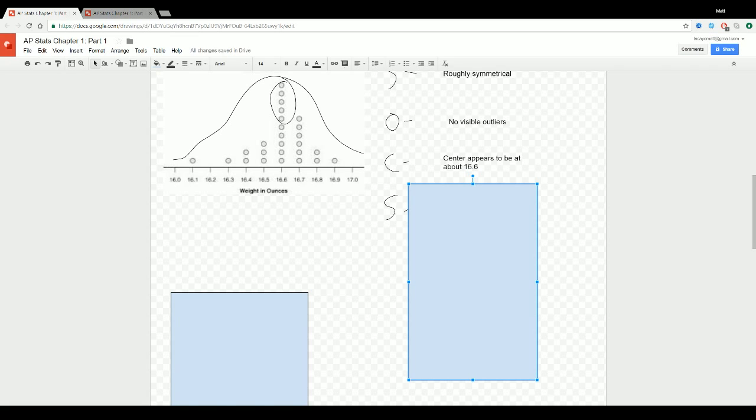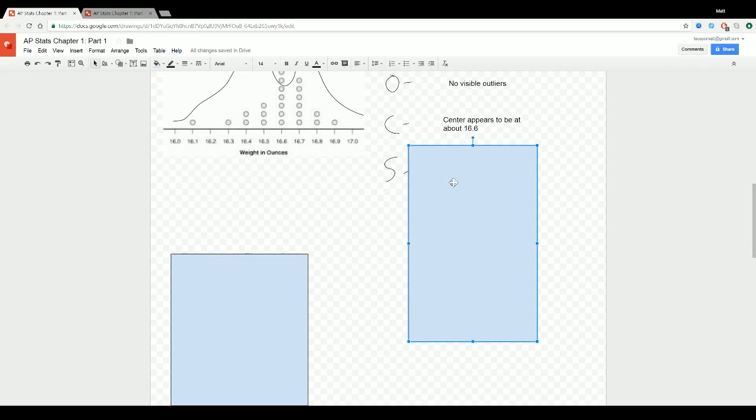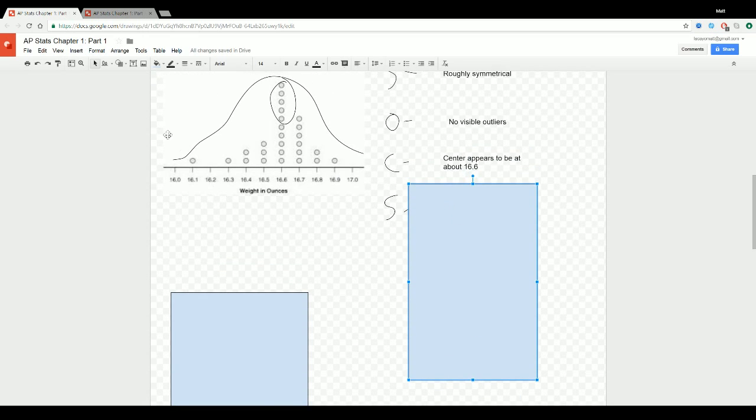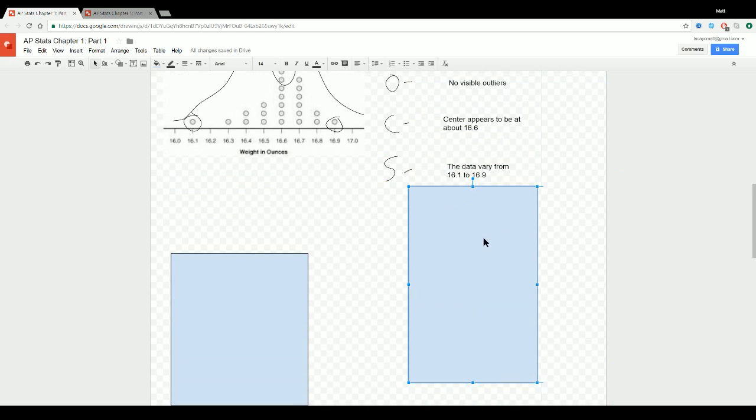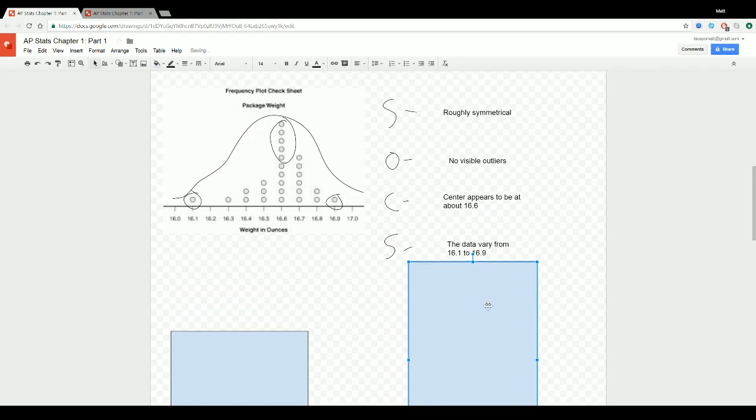Okay, cool. So anyway, sorry. When we talk about the spread, we're going to look at where the data range is in the distribution. In this case, we can see that the lowest point of data is at 16.1 and the greatest is at 16.9. So we can say that in this distribution, the data vary from 16.1 to 16.9. You can also talk about the range, which is equal to 16.9 minus 16.1, or the maximum minus the minimum.